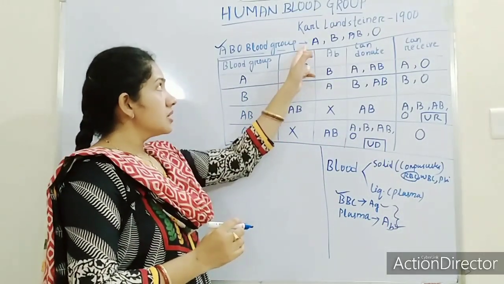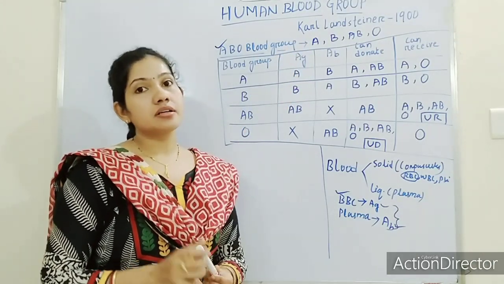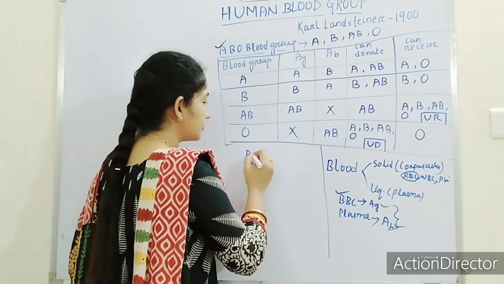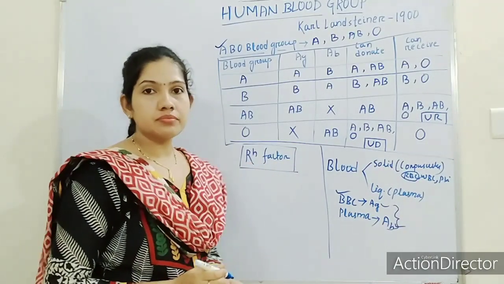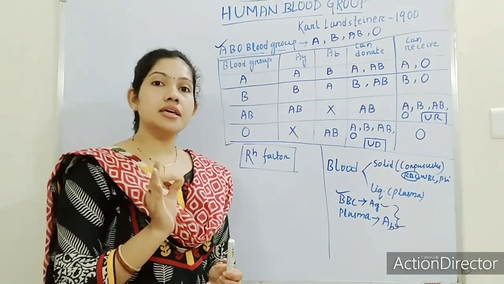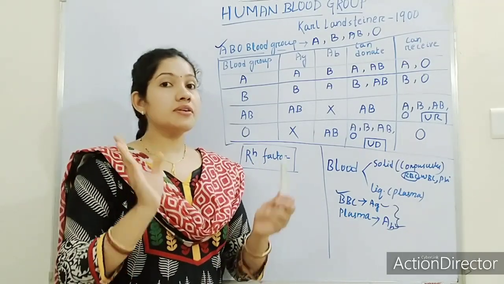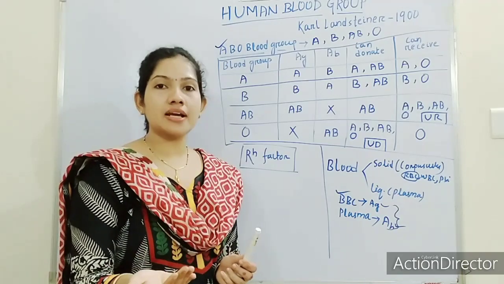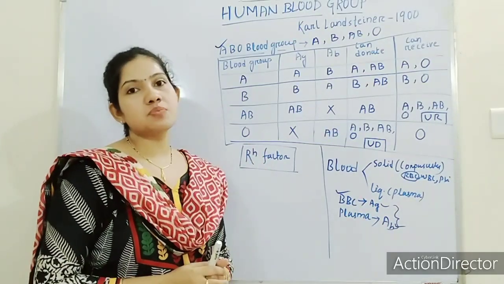See, after the discovery of the ABO blood group system, another factor inside the blood was identified. That is known as the Rh factor, or Rh protein. It was found for the first time inside a monkey known as the rhesus monkey. That's why its name is Rh factor. Rh means rhesus factor. For the first time it was discovered from the rhesus monkey, that's why it is named rhesus factor. So in the RBC of some persons, Rh factor is present.